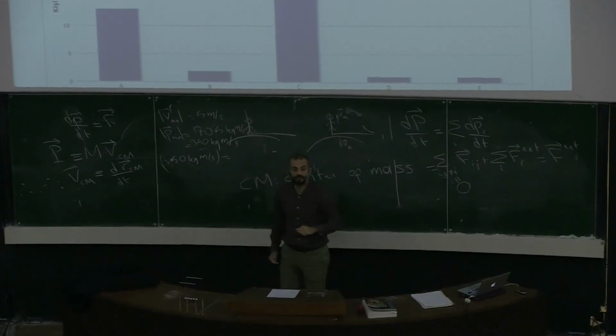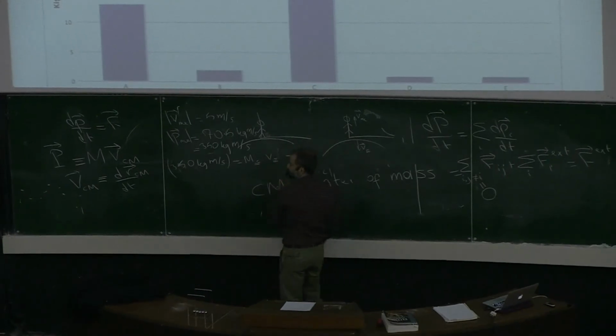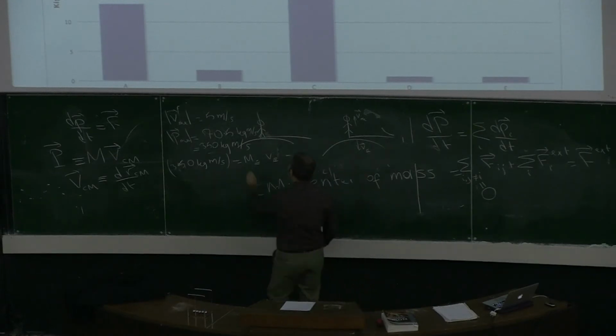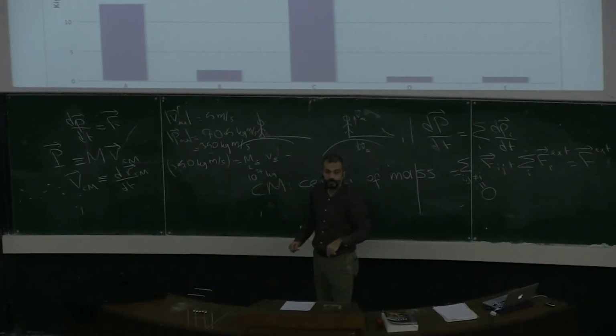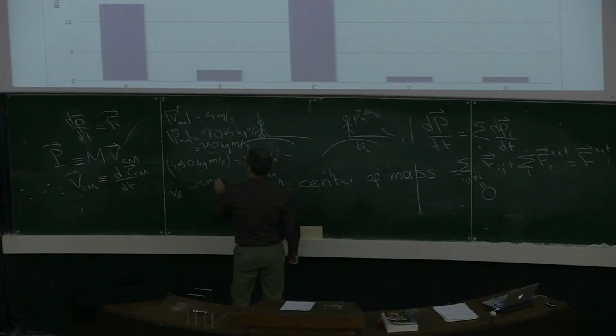Let's calculate the speed of Earth. This is the mass of Earth times the speed of Earth. This is what I claim. Well, what is the mass of Earth? Do you remember from the exam? It should be something like 10 to the power 24 kilograms. This is the mass of Earth. So right after I jump, the speed of Earth is about 3.5 times 10 to the power minus 22 meters per second.